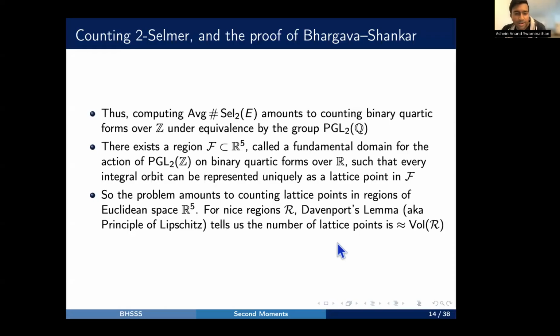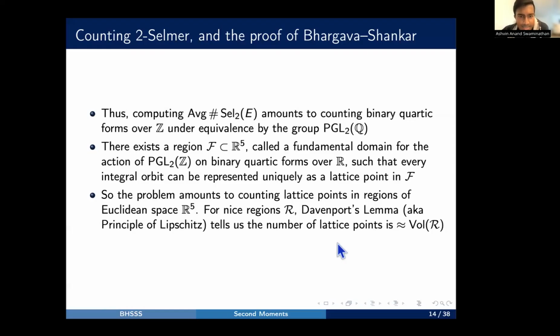Now, of course, the trick is that the fundamental domain is not a nice region, and so you can't just naively apply Davenport's lemma to count points in it. And that's, in some sense, one of the main insights of Bhargava's thesis: a method for turning the fundamental domain into a region where you can apply point counting results to it. So that's essentially how you prove the Bhargava-Shankar result in a very reduced form. It doesn't at all do justice to the work, but that's a very brief explainer.